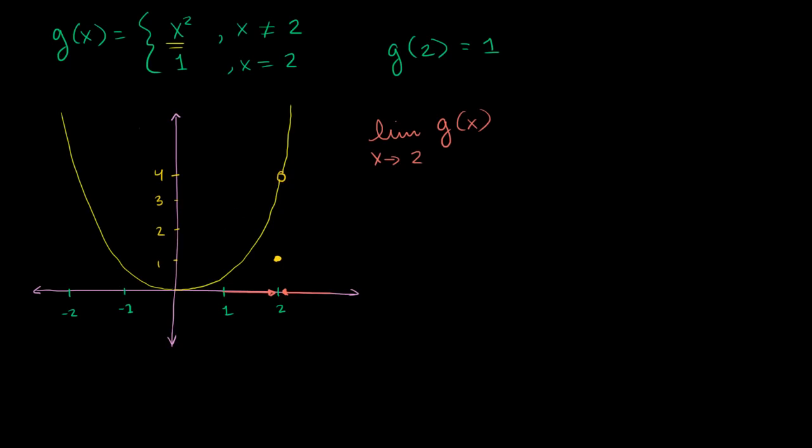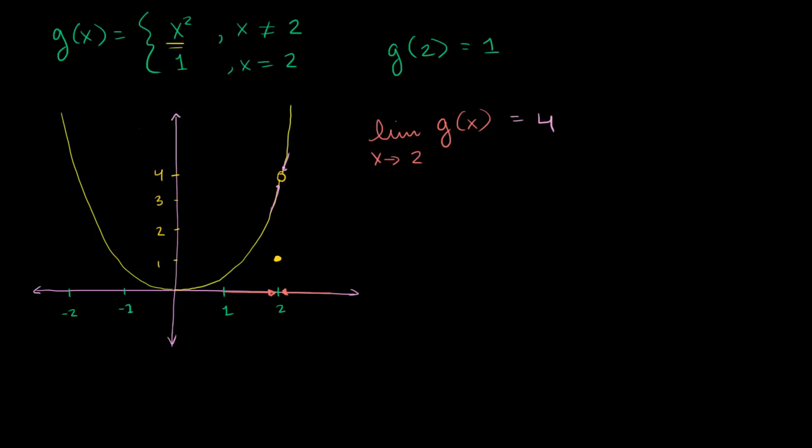And you can see it visually just by drawing the graph. As x gets closer and closer to 2, if we were to follow it along the graph, we see that we are approaching 4. Even though that's not where the function is, the function drops down to 1, the limit of g of x as x approaches 2 is equal to 4. And you can even do this numerically using a calculator. Let me do that, because I think that will be interesting.